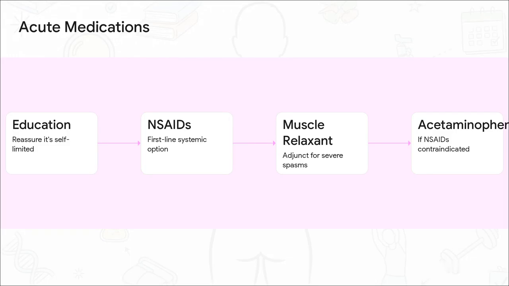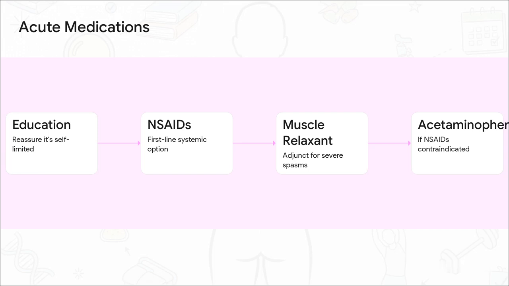Step 1 is always education and reassurance. You have to explain that this pain is self-limited and that moving around is actually safe. Step 2 is our go-to first-line systemic medication, NSAIDs, like ibuprofen or naproxen. Step 3, if they're having severe spasms, you might consider a short adjunct course of skeletal muscle relaxants. And step 4 is acetaminophen, or paracetamol.